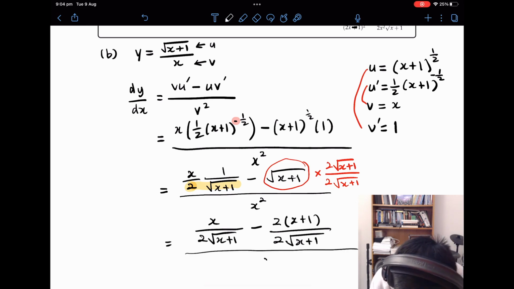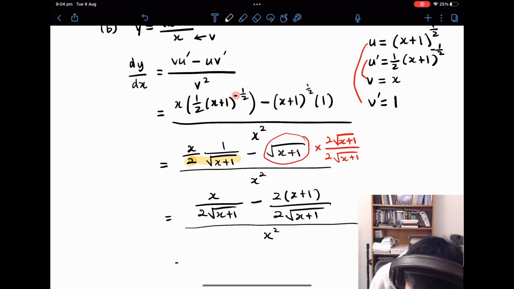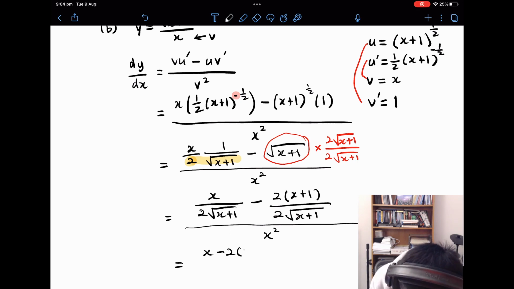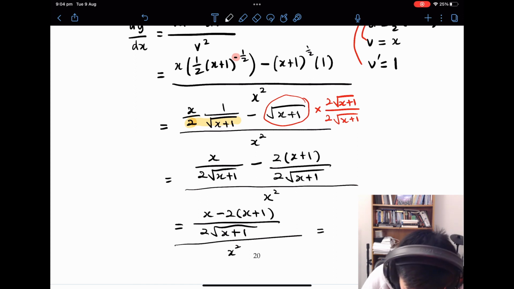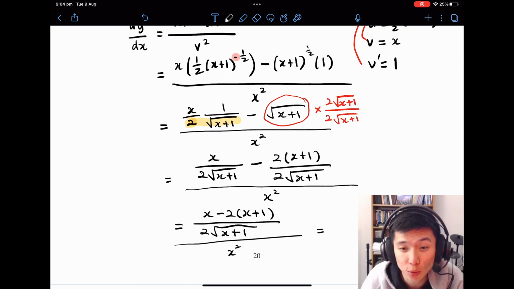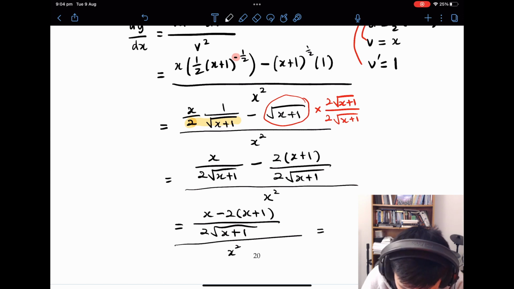And this is all, remember, divided by x squared. And so now I can continue. I now have x minus 2(x + 1) on the top divided by 2 root x + 1, and this is all divided by x squared. Now that top thing I can make sure to simplify. So x minus 2x is minus x, and then minus 2 times plus 1 is minus 2.